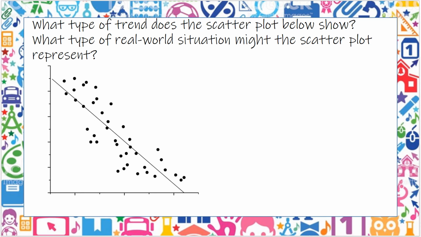What type of trend does the scatter plot below show? Notice this one is going down and to the right. The last one we looked at was going up and to the right. This one's going down and to the right. So it is negative. That has a negative slope. So it is a negative trend. Okay, what kind of real-world situation might the scatter plot represent?